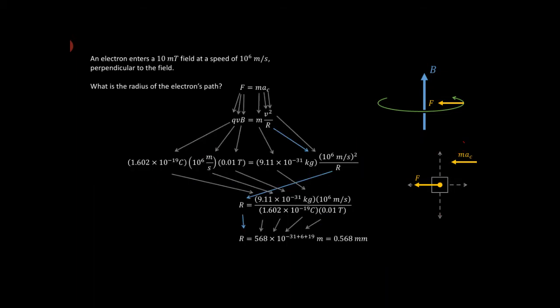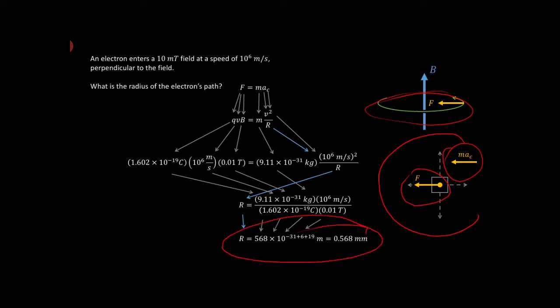So this one, really, we're just balancing forces. Well, not balancing forces. This is an unbalanced problem. It's a steady state problem, not a static problem. But basically, we're taking the forces and relating them to the acceleration to find the dynamics of the situation. And that gives us the radius of our electron's path.